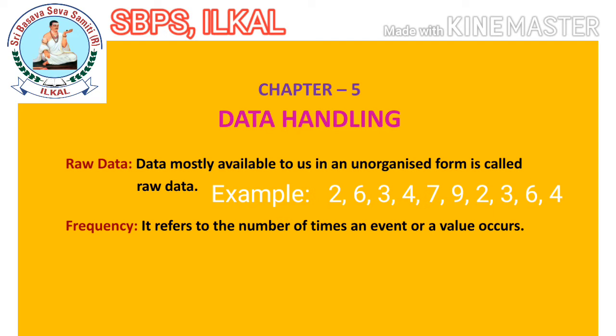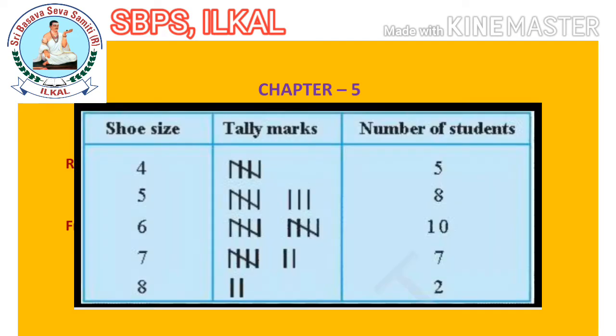Next word, frequency. It refers to the number of times an event or a value occurs. Means how many times a particular number is repeated, that we consider as frequency. Let us consider an example here.